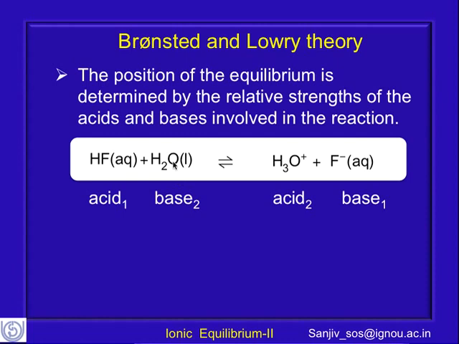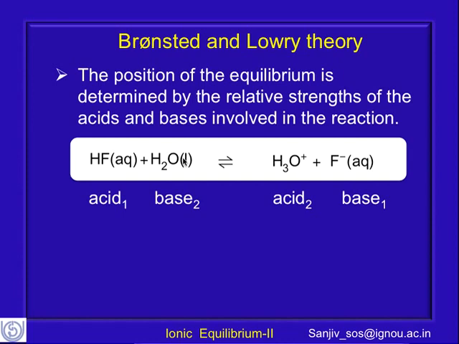So this is acting as a base, and this is the corresponding conjugate acid. Since the two are related, this is base 2, this is acid 2. Similarly, HF is an acid, since it gives a proton. As a consequence of losing a proton, I get a fluoride ion, which is a base. So this base and this acid are related to each other. That is the meaning of a conjugate acid-base pair: any acid will have a corresponding conjugate base and vice versa.